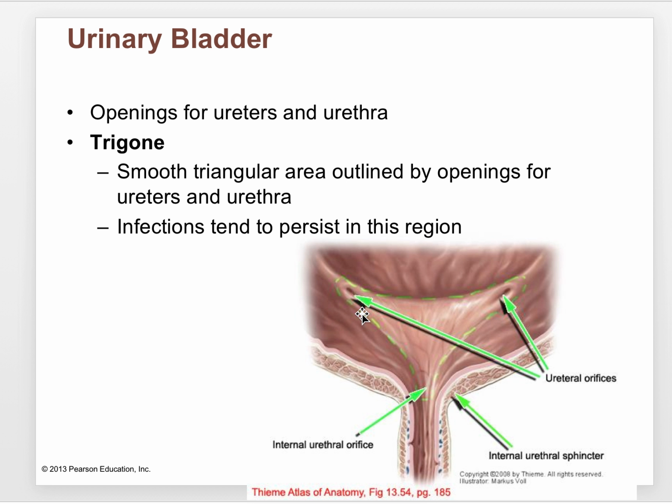There's openings for the ureters and the urethra. The trigone is a triangular area outlined by the openings for the ureters and the urethra. Here in this picture you have the openings for the left and right ureter here, and the urethra here. If you connect those three points, that's called a trigone. Urine drains into the bladder here. It fills up the bladder and it excretes out of the bladder to the urethra.